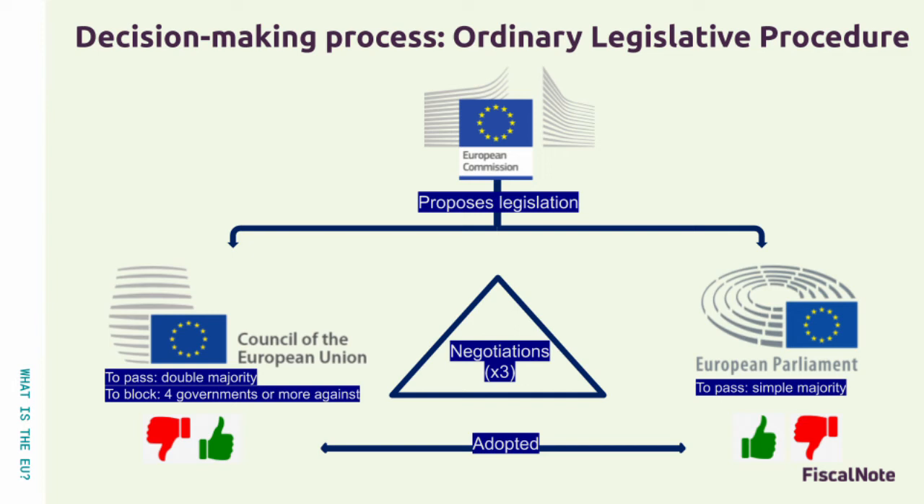Once the committee stage is completed, it will be sent to the European Parliament's plenary, where all these 751 members will come together, and they will discuss the proposal and finally adopt their version of this text. So at this stage, we already have two versions of the same proposal.